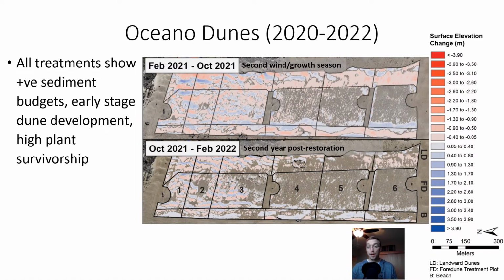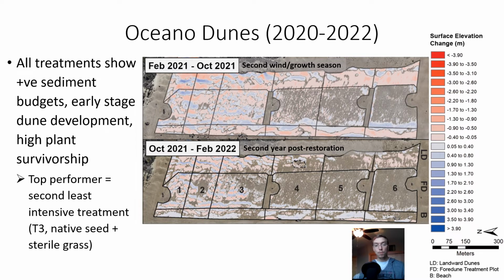So here we can see another one of those volume change maps. So February 2021 to October 2021, this is the second wind and growth season. And then October 2021 to February of 2022, this is the second year after restoration had finished. So all treatments had positive sediment budgets and early stage dune development and a pretty high survivorship of all of the plants that we had planted there.